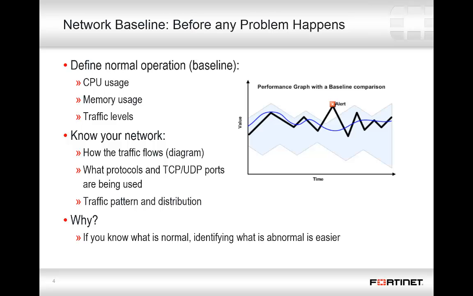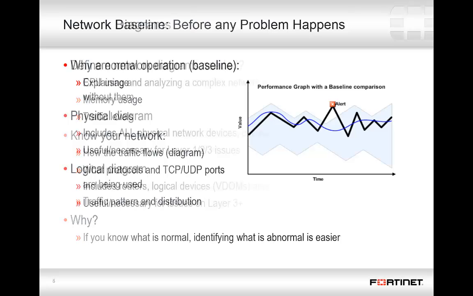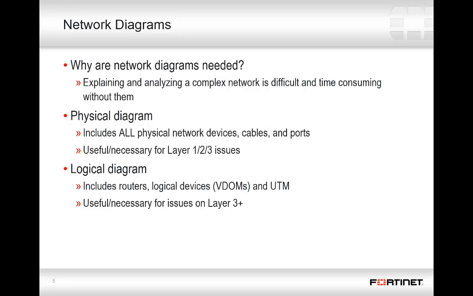Before any problem happens, you should already know what the normal or baseline behavior of your network is. Administrators should know the expected range for CPU utilization, memory utilization, and traffic. We must also know, prior to any problem, how the traffic normally flows and what protocol and network applications are being used. Let's expand on that last point. How can studying diagrams, statistics, and reports help you to fix the network? Why should you determine and monitor your network's baseline?